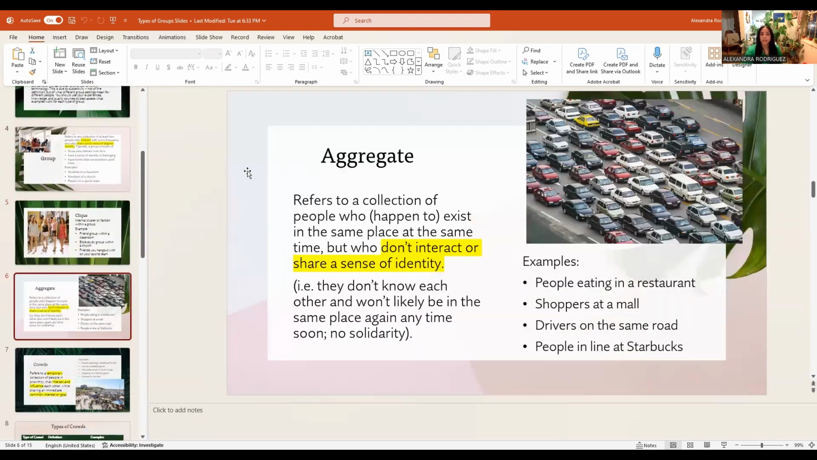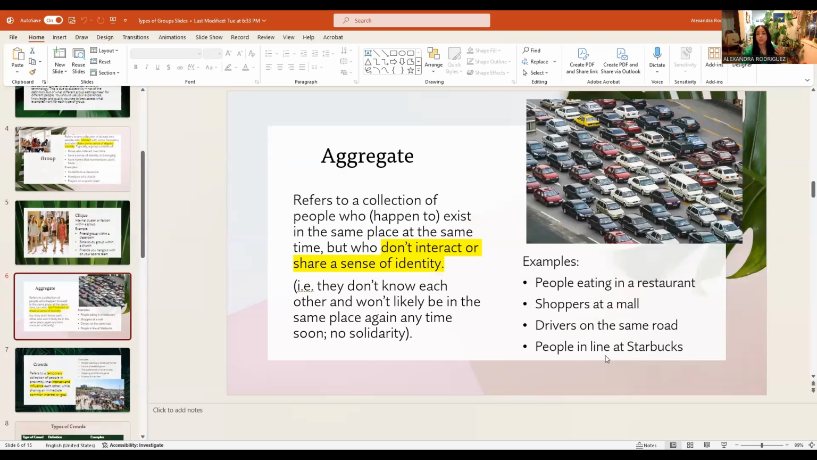In terms of aggregate, this refers to a collection of people who just happen to be in the same place at the same time. There's no goal, there's no common anything really other than sharing the same space. So for example, I have a picture here of people in traffic. They don't know each other, they're not going to talk to each other, they're not going to see each other again, unless by chance they're on their way to work together and see each other through the window. But the reality is that you don't know these people. You have nothing in common other than that you're in a car headed somewhere.